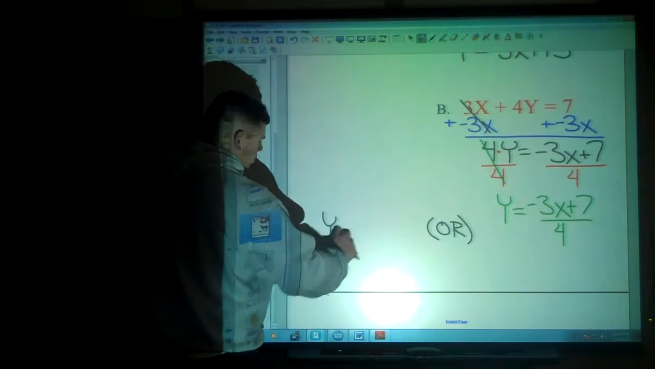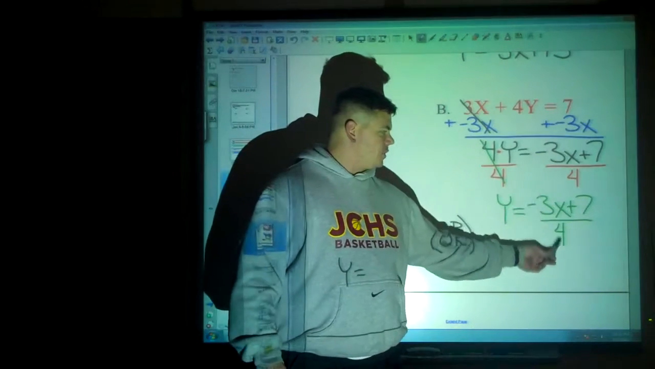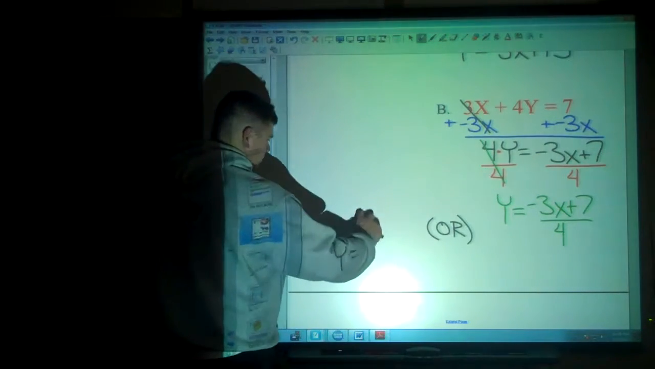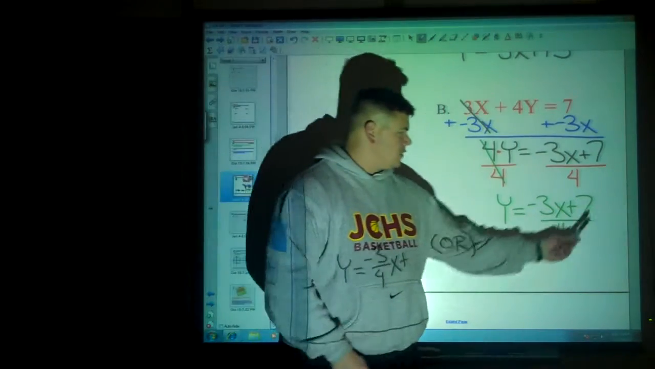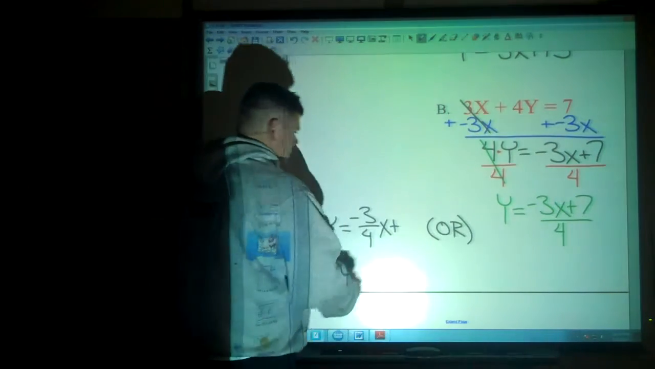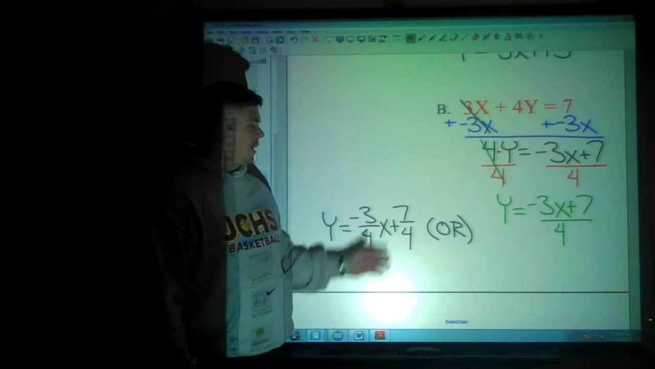You could say y equals, and use the heart-shaped division. So negative 3/4 x plus 7 over 4. Either one of these answers is the same thing.